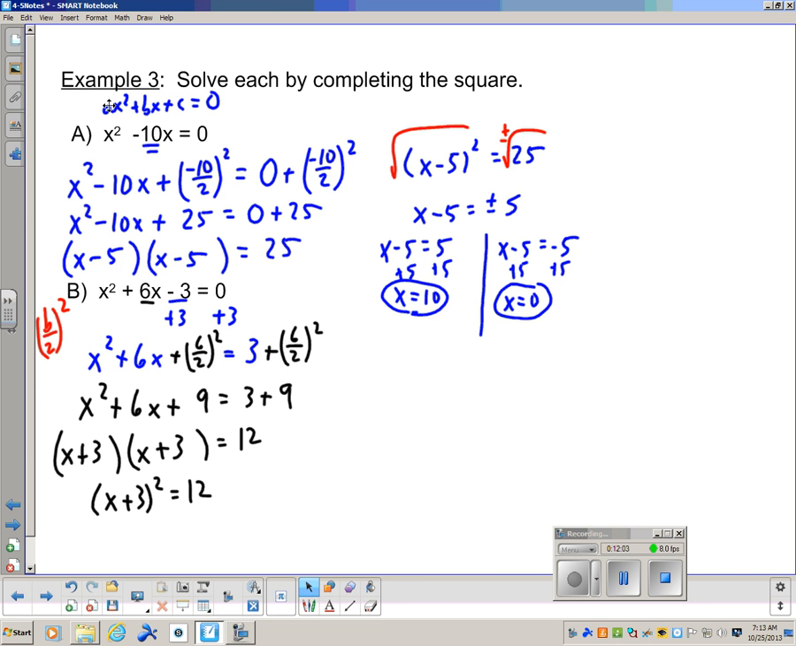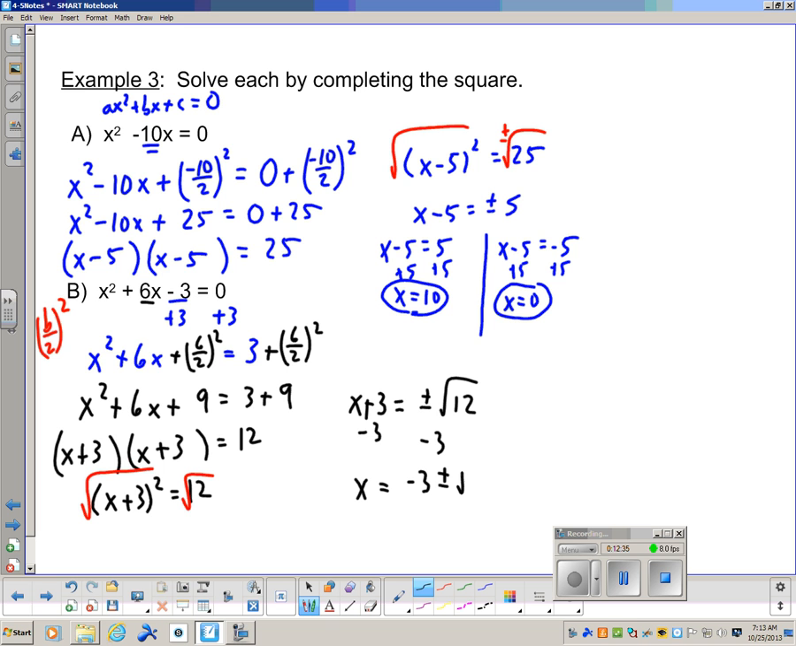I'm going to undo my square root there by taking the square root of both sides. When I do that, I end up getting x plus 3 equals plus or minus the square root of 12. This time the right-hand side is not going to come out as nicely here, which is fine. That'll happen. And we can continue working with that one as well. I'm going to bring my minus 3 on over. So I'm going to have x equals negative 3 plus or minus the square root of 12.